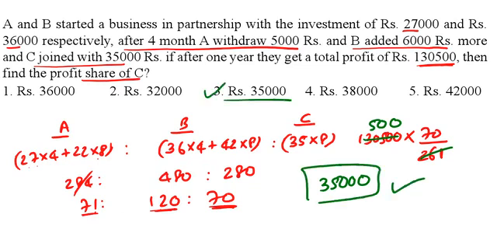35,000 means option 3 is the correct answer. Option 3, 35,000 is the correct answer. See the next question.